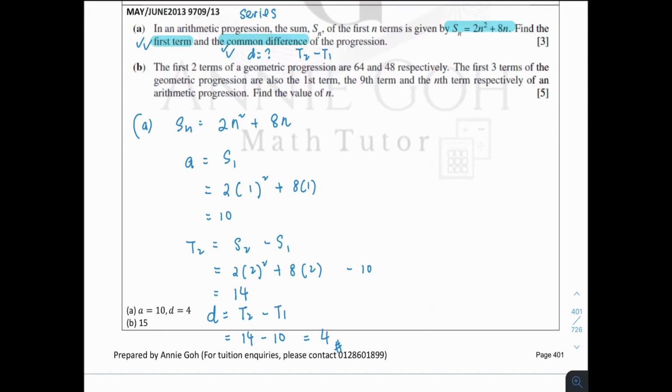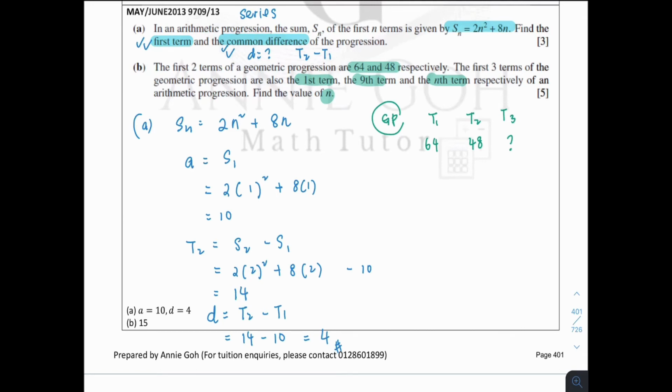As for part B, have a look at part B. The first two terms of the GP are 64 and 48. And the first three terms of the GP are also the first, 9th and nth terms respectively of an AP. And then you are asked to find the value of n. So from here, we know that the GP has the first, second and third terms as 64, 48, and unknown. So we'll need to find what the third term is.